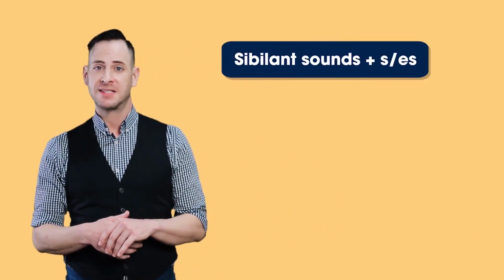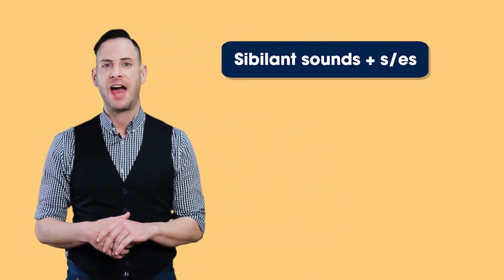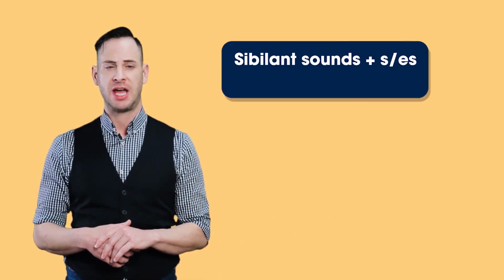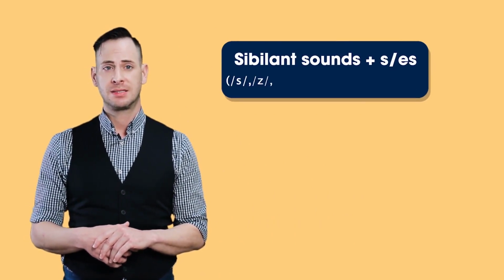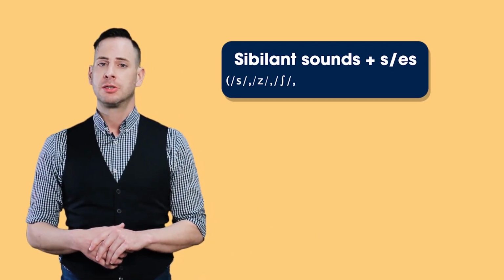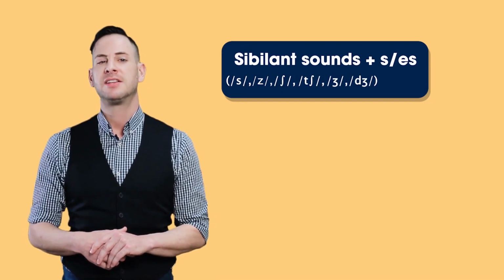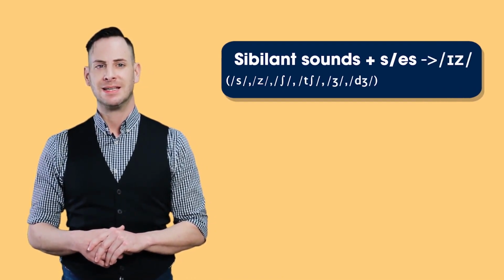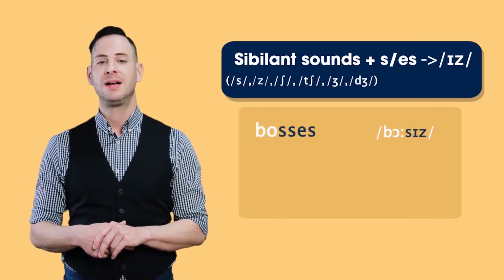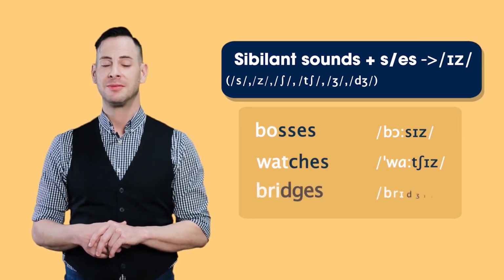However, when an s or es is added after a sibilant sound such as s, z, sh, ch, zh, and j, it is pronounced as iz. For example, bosses, watches, and bridges.